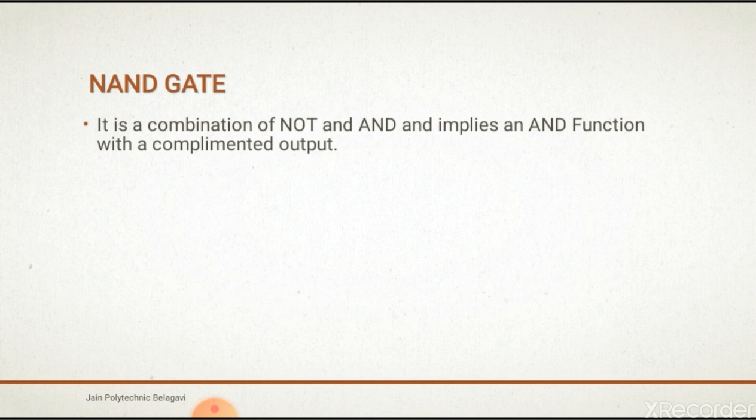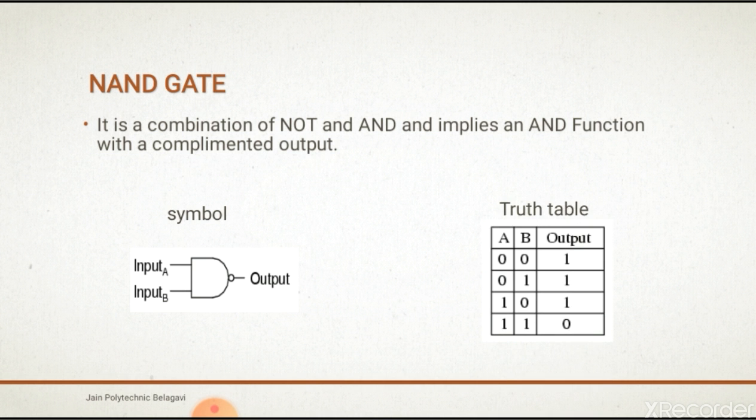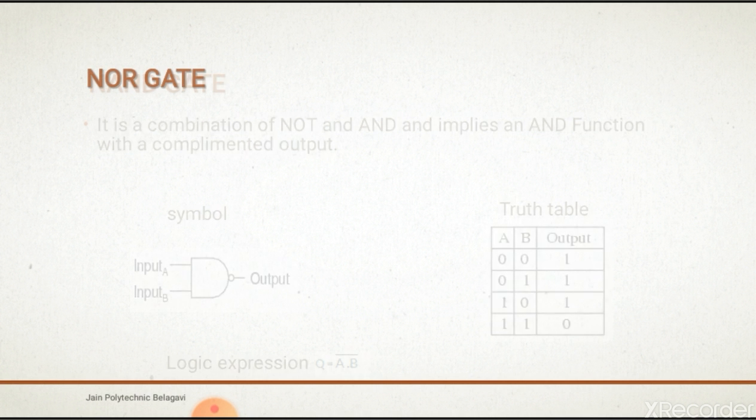NAND gate. It is a combination of AND and NOT and implies an AND function with a complemented output. Symbol: input A B and output. Truth table, A B input, output is Q. Logic expression, Q is equal to complement of A dot B.